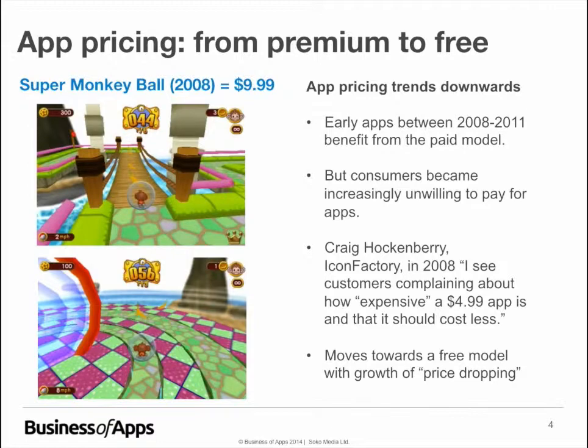And as Craig Hockenberry of Icon Factory said in 2008, "I see consumers complaining about how expensive a $4.99 app is and that it should cost less." And truth be told, even though $4.99 doesn't feel that expensive when you're talking about it in the physical context of maybe a cup of coffee or a sandwich, when it came to people actually looking at their phones and looking at software and deciding to buy, the price tended to trend downwards. People were starting off saying, well, $9.99 is far too much for Super Monkey Ball. And it ended up basically that people were pushing the price downwards.